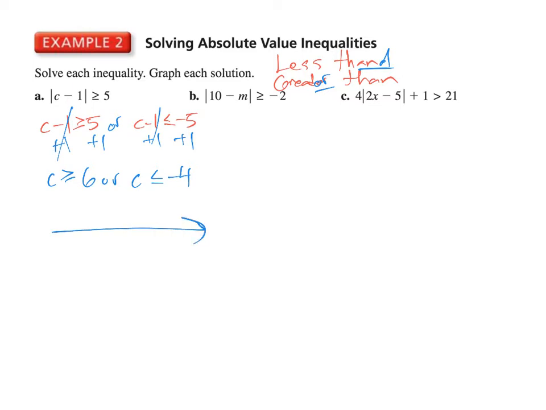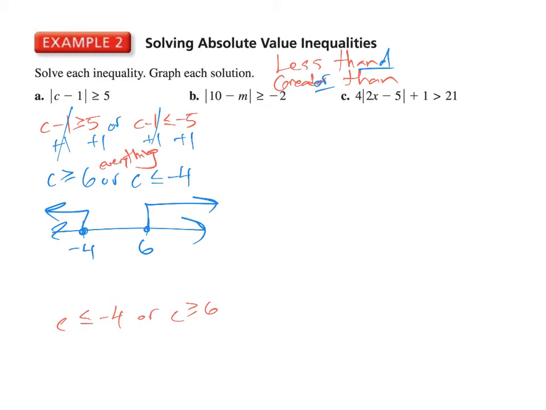On a number line, negative 4 is less than or equal to, so I'm going to the left. 6 is greater than or equal to, so I'm going to the right. Since I'm working with an "or", I'm concerned about everything covered by the graphs. So my answer is everything less than or equal to negative 4, and also everything greater than or equal to 6, connected by an "or". It's pretty much what we started with in the beginning.